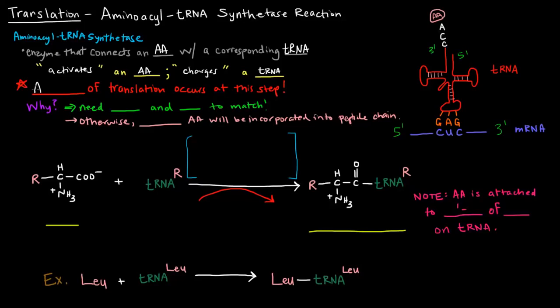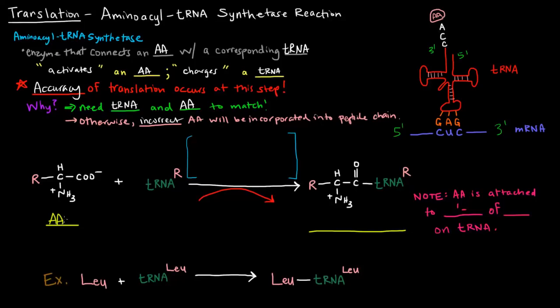So the accuracy of translation occurs at this step. Why? Well, we need the tRNA and the amino acid to match. Otherwise, the incorrect amino acid will be incorporated into the peptide chain, and then we can get a faulty protein product. So what does the reaction actually look like?